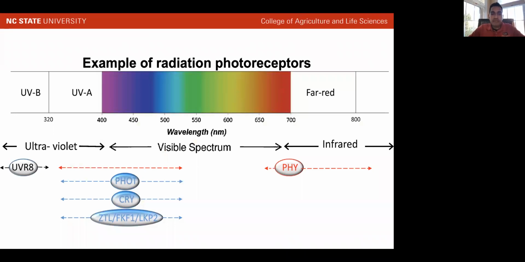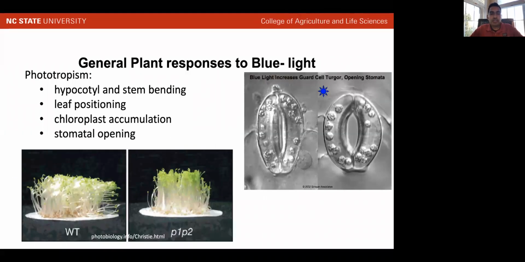Here is the same figure with some divisions of the photoreceptors. You have UVR8, a photoreceptor that has been discovered to exclusively absorb UVB light. Then you have photoreceptors that absorb light between UVA and blue, which are phototropins and cryptochromes, the most studied. Then you have another photoreceptor, ZTL. And then you have the phytochrome, which basically absorbs light in the red and far red portion of the spectrum.